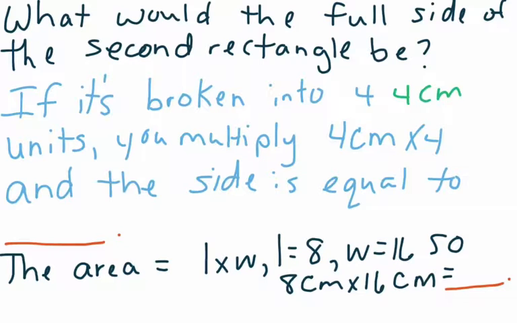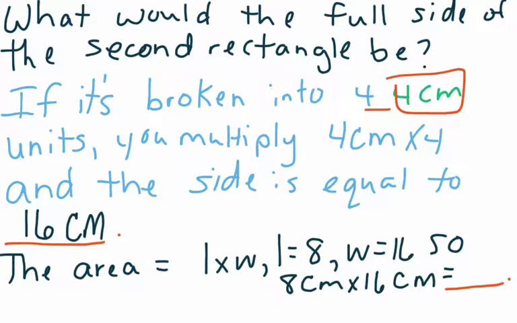Now, what would the full side of the second rectangle be? If it's broken into 4 centimeter units, you multiply 4 centimeters times 4, and the side is equal to, what is 4 times 4? 4 times 4 is 16, and our unit measure is centimeters, so I'm going to put the centimeters there. Okay, so the whole side is equal to 16 centimeters.